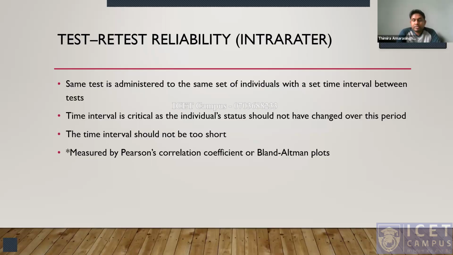You know, certain things can change over a time interval. For example, if it is a short time period, a person's emotional status, mental status, these things can change. But if we think about their sociological backgrounds, they are less likely to change in a short period of time. Therefore, we have to think about and decide on time intervals based on our tool. And also, the time interval should not be too short.